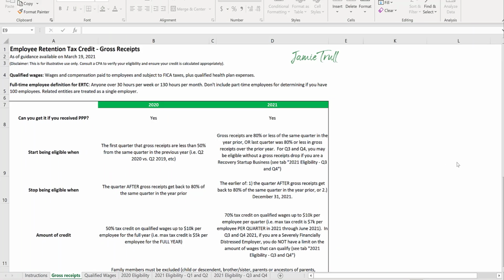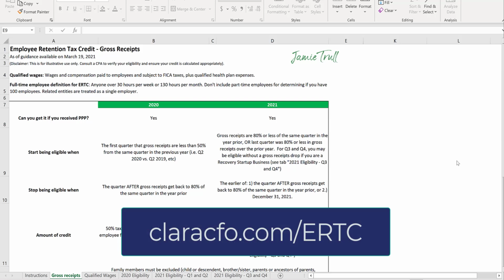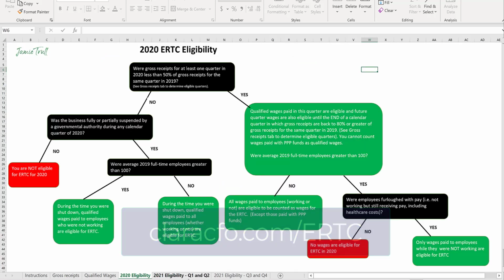All right, let's go ahead and get into the spreadsheet, and we'll talk through this company specifically and see how much they qualify for under the employee retention credit. We're going to begin this recording on the gross receipts tab, because we've already gone through each of the tabs in the last video I did on this spreadsheet. I don't want to go through them again, but if you want to check the eligibility requirements for 2020 or 2021 for Q1 and Q2 or Q3 and Q4, you can look at those. Remember, there are those decision trees that are super helpful.